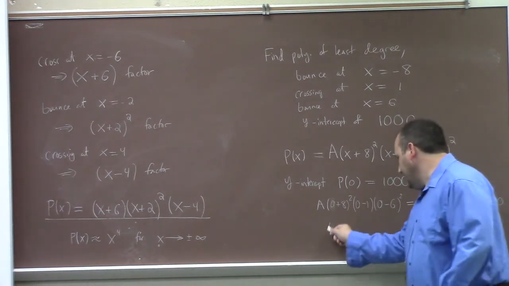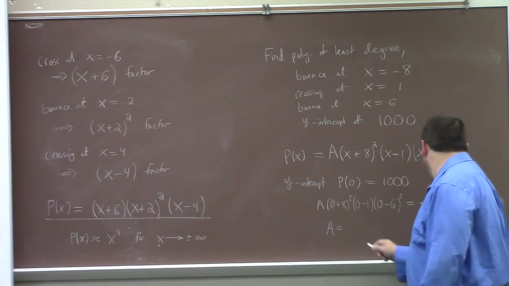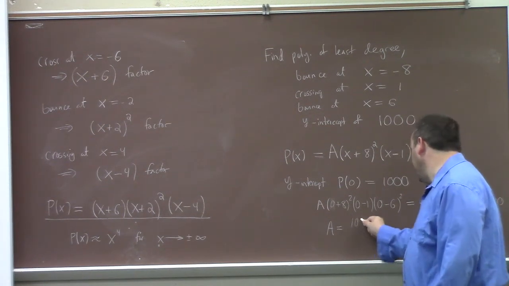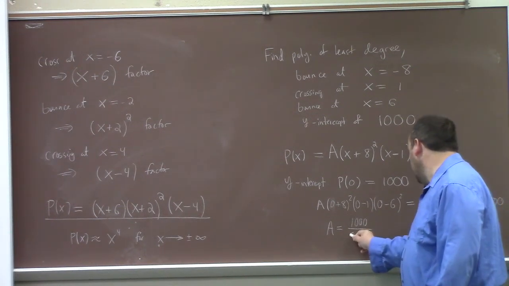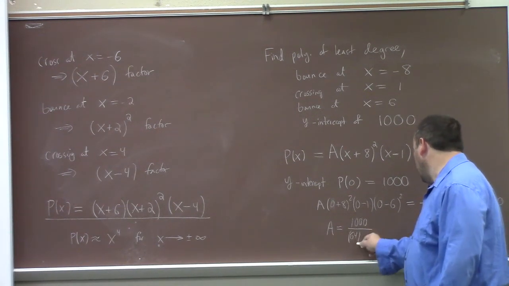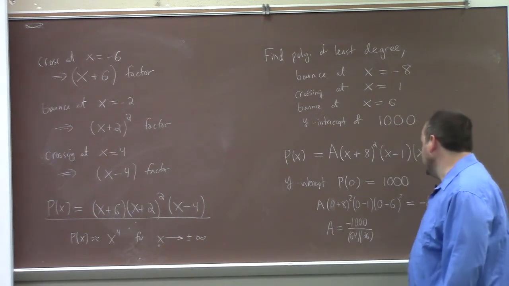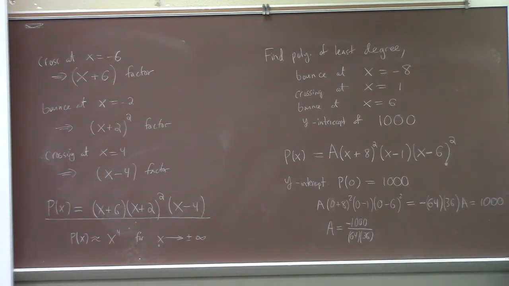So apparently a equals 1,000 over 64 times 36. And there's a minus, whatever that is.